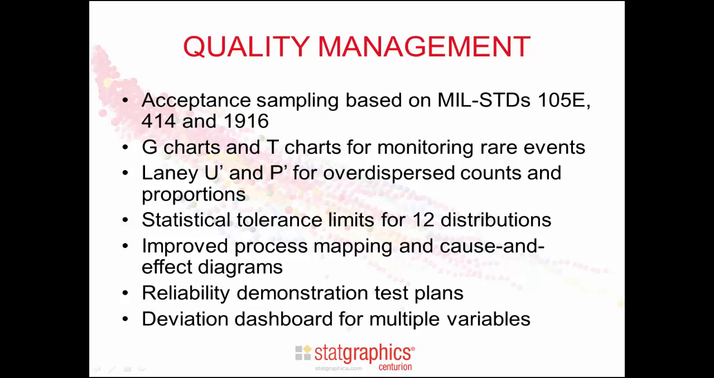Another area of Statgraphics where significant enhancements have been made is that of quality management. We've added acceptance sampling plans based upon various military standards. We've added G-charts and T-charts for monitoring rare events. We've added Laney U' and P' control charts for over-dispersed counts and proportions. The statistical tolerance limits procedure now computes two-sided limits and one-sided bounds for 12 different probability distributions.